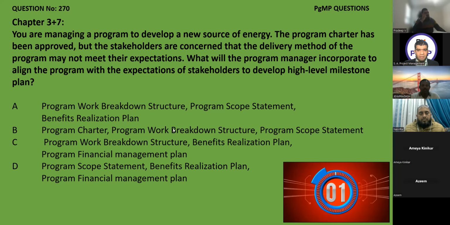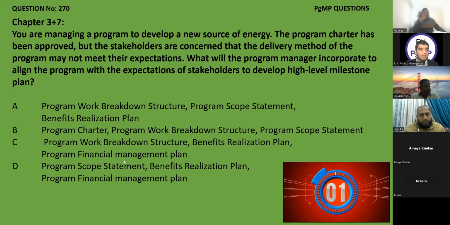Charter, program work breakdown structure, scope statement. Scope statement and work breakdown structure are the same. The only difference is charter and the benefit realization plan. Again, there are only four here: program work breakdown structure, benefit realization plan and financial management plan. Financial management plan is not important at this moment, because we are making a high level milestone plan which tells me when I have to deliver something. So the program financial management plan is not relevant. We can eliminate this option. D, program scope statement, benefit realization plan and financial management is also not possible.